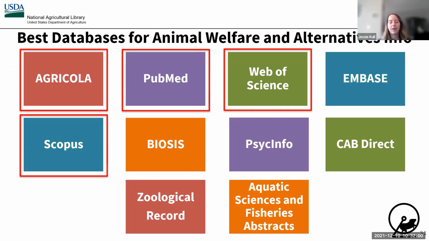And one thing to keep in mind when using Agricola is that, yes, you can search it freely through the platform on NAL's website, but we recommend that you search Agricola through your own institution in a multi-database system like EBSCO or Ovid, if you have access to it, because using the NAL's platform of Agricola is sometimes a little hard or clunky to use on its own.